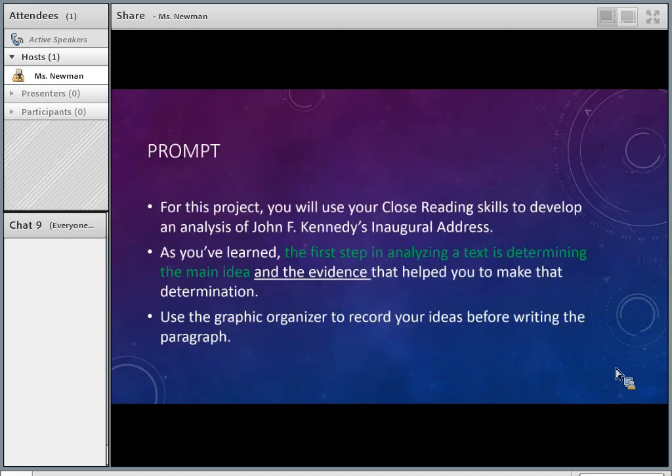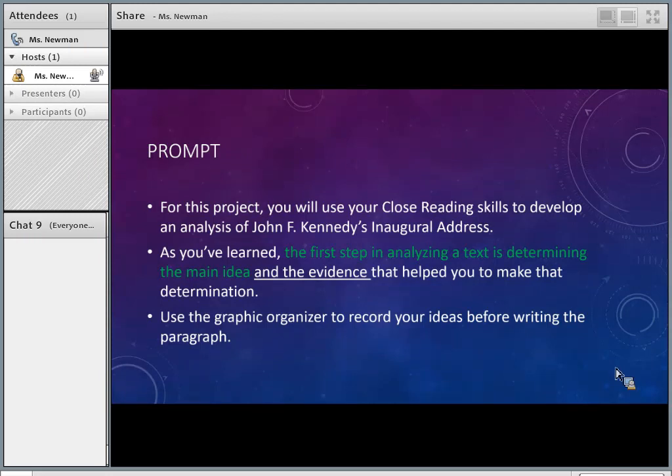Let's look at the prompt. For this project, you will use your close reading skills to develop an analysis of John F. Kennedy's inaugural address. As you've learned, the first step in analyzing a text is determining the main idea and the evidence that helped you to make that determination. Use the graphic organizer to record your ideas before writing the paragraph.